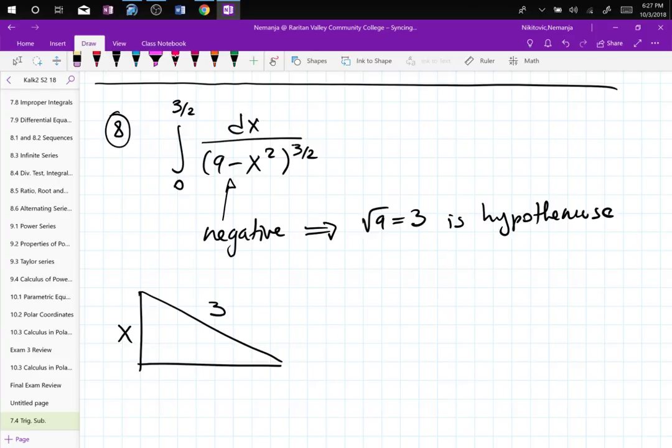Now, if these are the sides that we picked, then this side must be the square root of 9 minus x squared by the Pythagorean theorem. It has to be, because this would be the side a, and then a is the square root of c squared minus b squared, right?